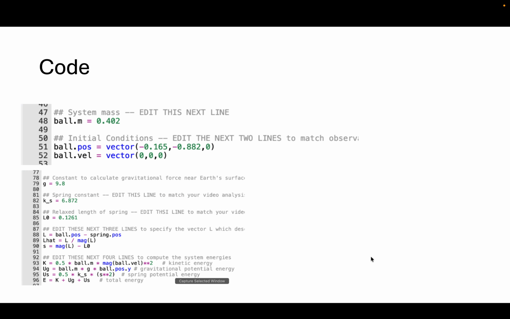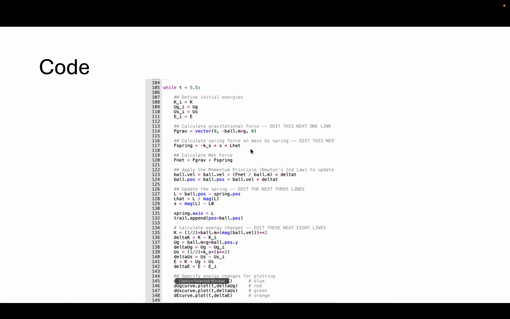Some of the code that I got here, these are just the lines that I edited. So the mass of the ball, position, velocity. These are all the initial conditions. And then we have some constants. So gravity, spring constant, which I found before, relaxed length of the spring, which I found before. And then it's calculating some of the information about the spring. So L, L hat, and S. And then it's calculating the energy stuff. So first kinetic energy, then gravitational potential, spring potential, and total energy, which is obviously just the sum of all the other energies.